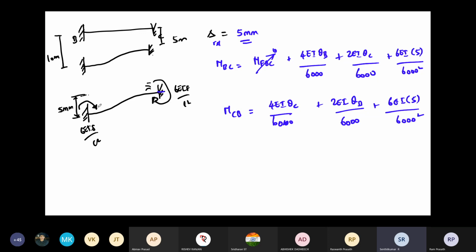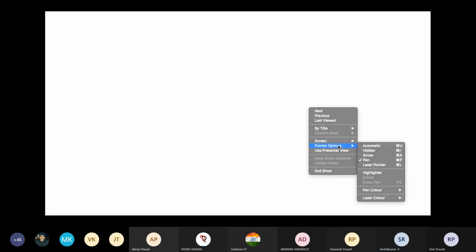Okay, so next one is CD, right? CD. First we lock it, but C sinks by 5 mm, and also it is rotating anti-clockwise by 0.1 radian.